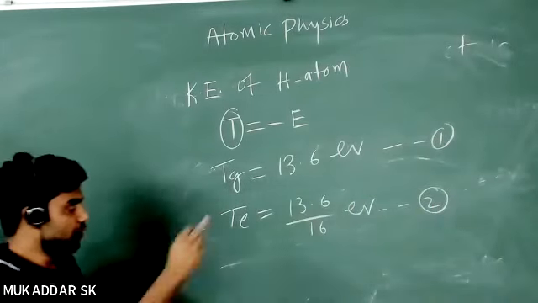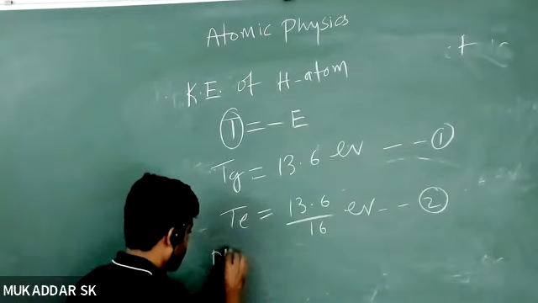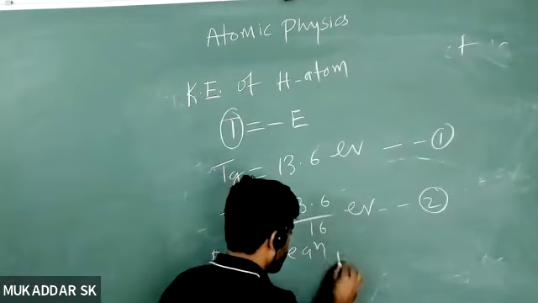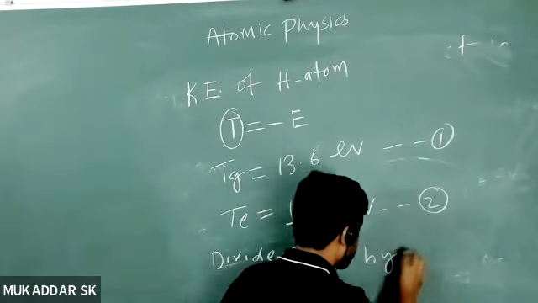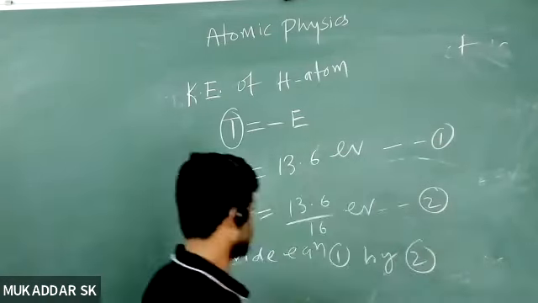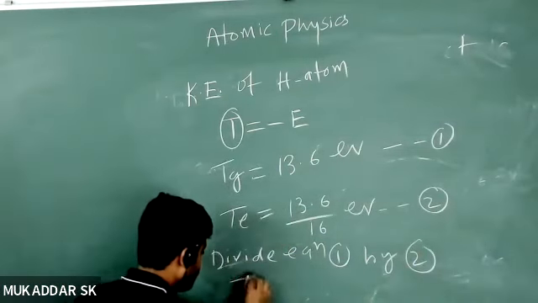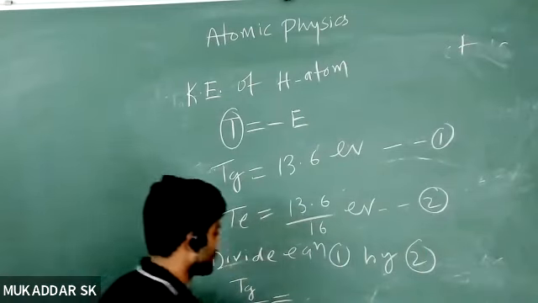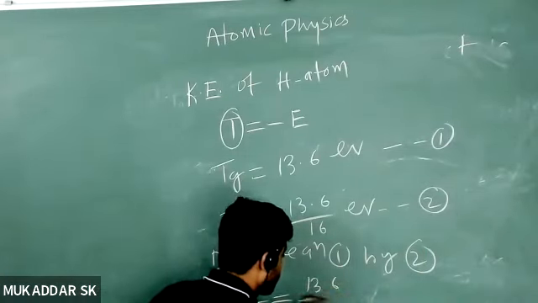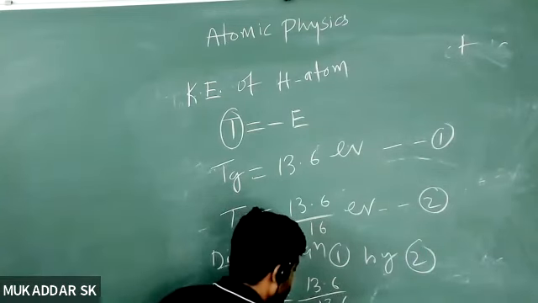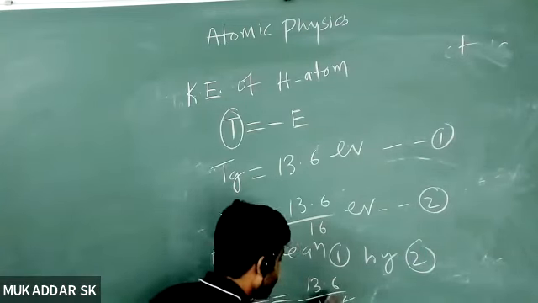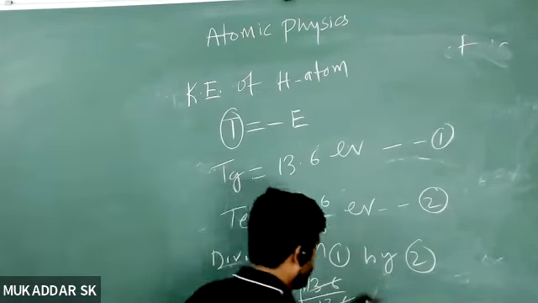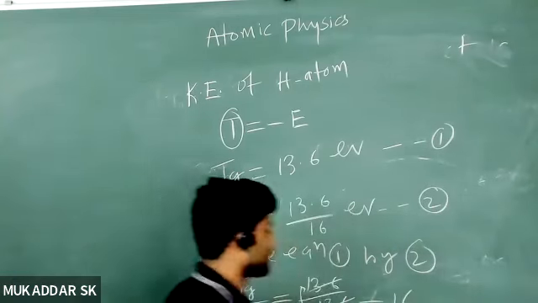Now divide equation 1 by 2. How much will you get? On the left hand side you will get Tg divided by T of E, which should equal 13.6 divided by 13.6 by 16. So 13.6 will be gone and this 16 will come to the numerator. So it will give you 16.